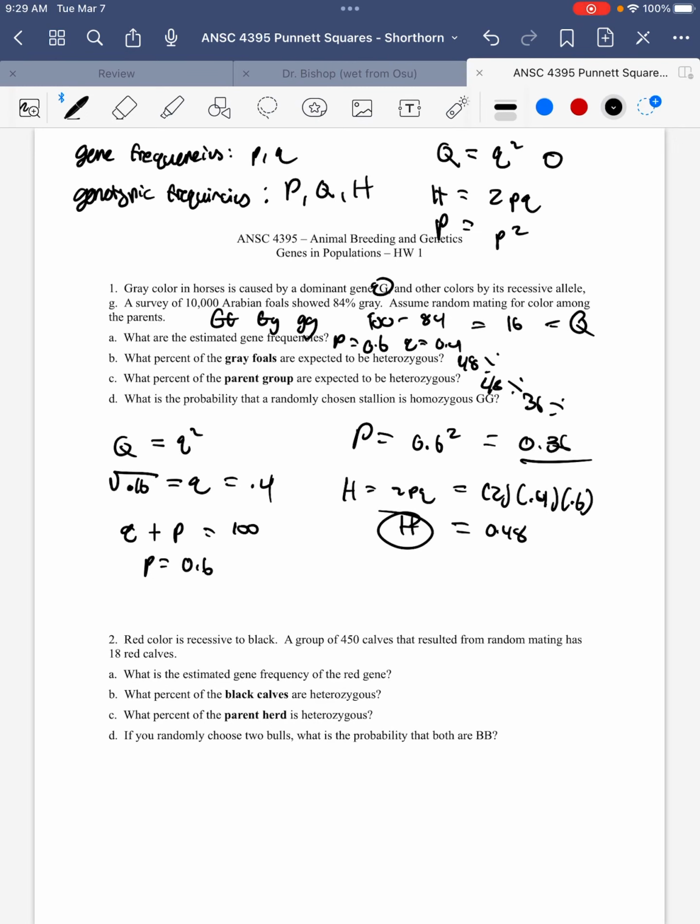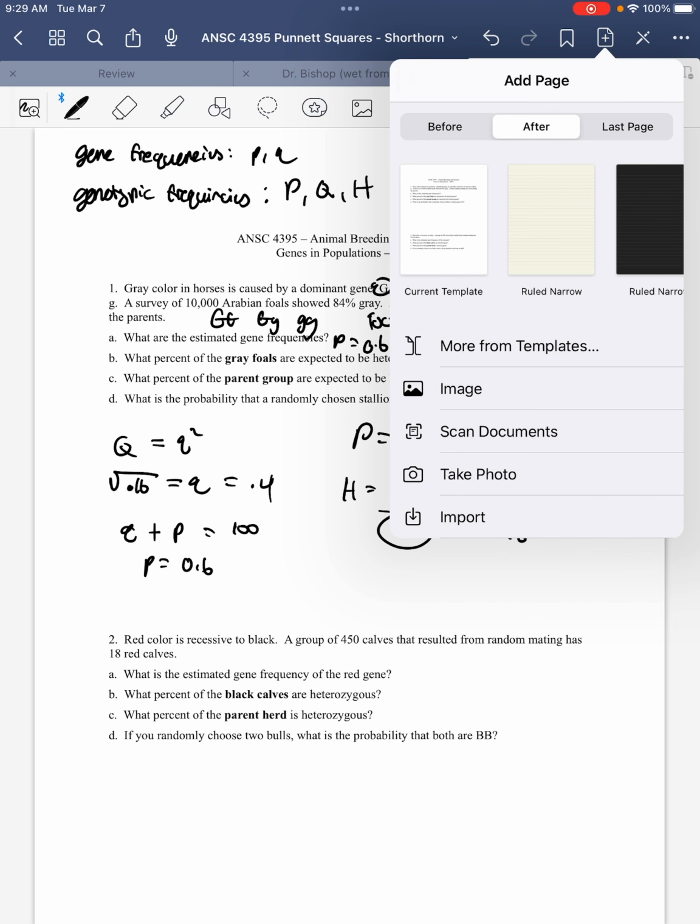Alright, you guys, I'm going to show you how to work this problem. Let me just add a new page. Okay.